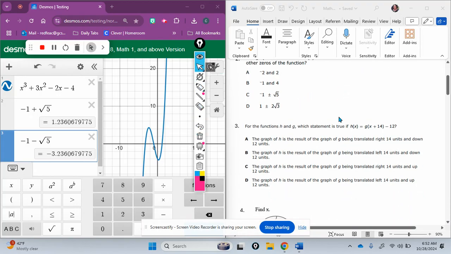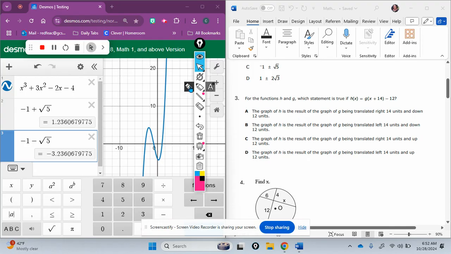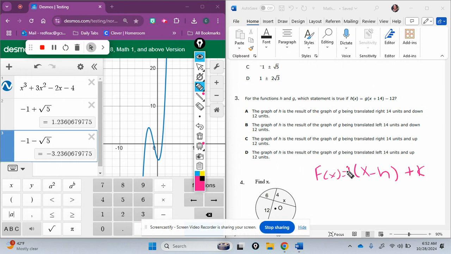All right, let's take a look at number 3. Number 3 is dealing with your transformations. You've got to remember that when we're dealing with transformations, our original function for transformations is f of x equals a times the quantity x minus h, plus k. Don't forget the a in the front.